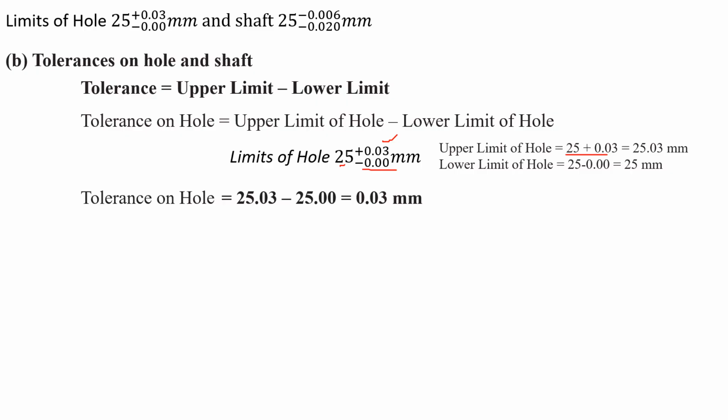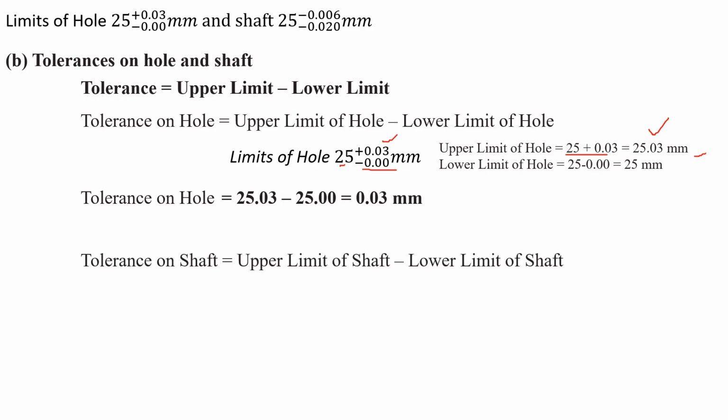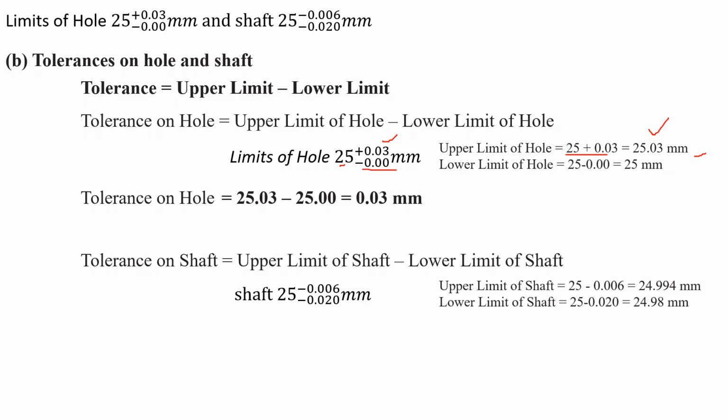Then tolerance on the hole equals the upper limit of the hole, that is 25.03, minus the lower limit of the hole, that is 25 mm. So tolerance on the hole equals 25.03 minus 25.00, which is equal to 0.03 mm. So tolerance on the hole equals 0.03 mm. Similarly, next we look for the tolerance on the shaft. Tolerance on the shaft equals upper limit of the shaft minus lower limit of the shaft.